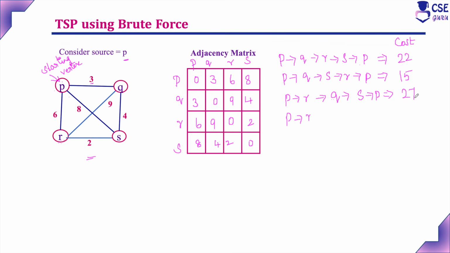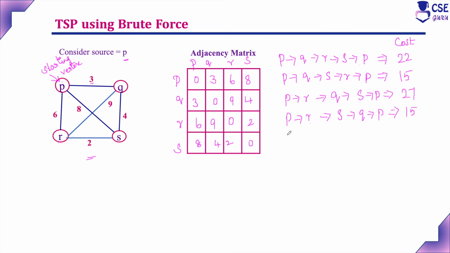So this cost is 27. Next possibility is P to R, R to S, S to Q and Q to P. And if we are calculating this cost, P to R 6, R to S 8, S to Q 8 plus 4 is 12, and Q to P it is 15. So this is also 15.